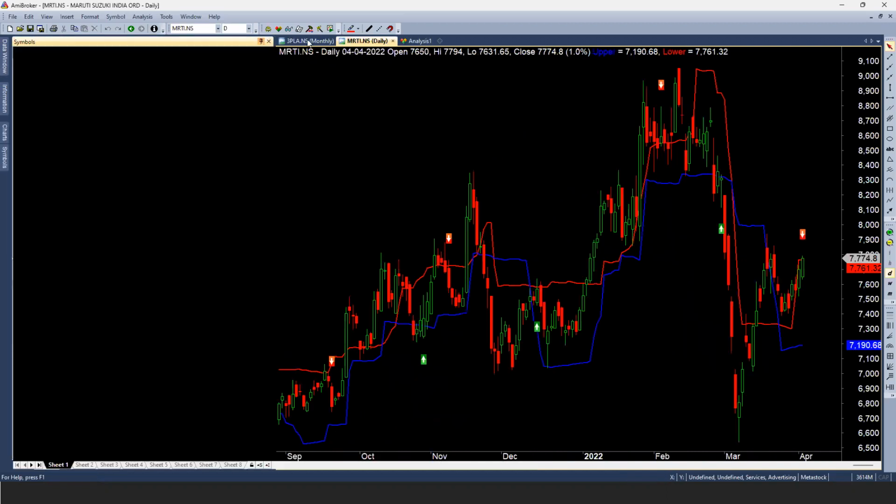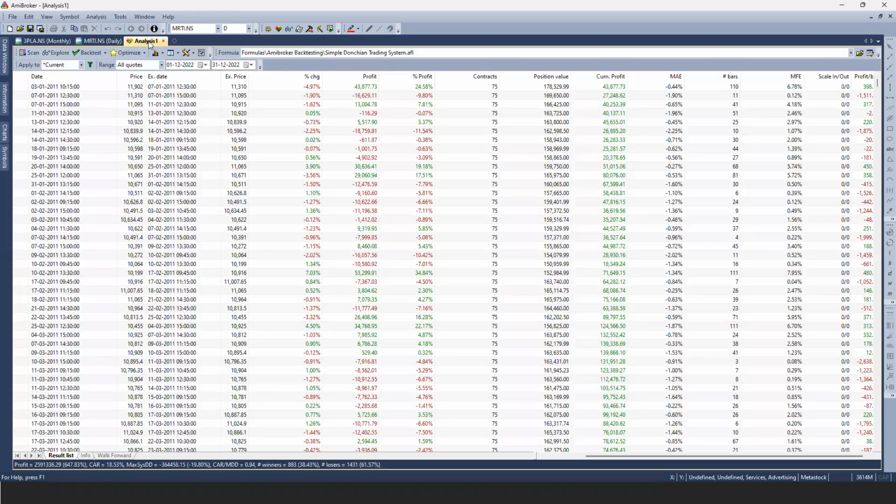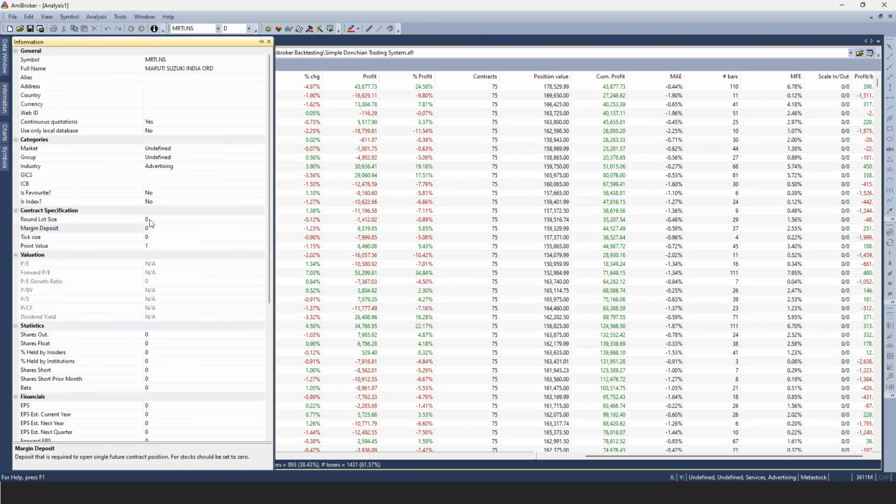Same strategy, I'm going to backtest. But the thing here is, if you go to the information box, no round lot size, no margin deposit is required, because we are not using any leverage over here. It's going to be an investment stuff.